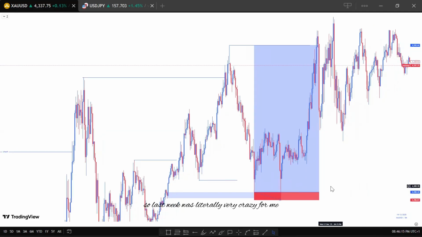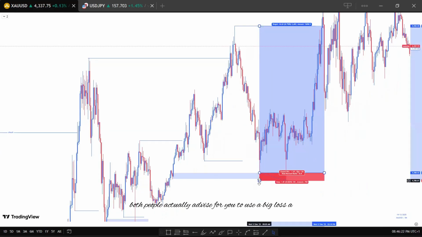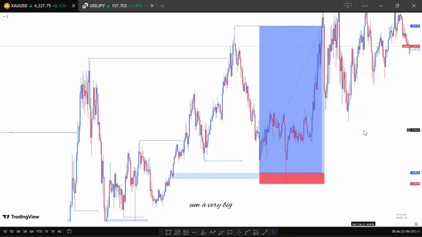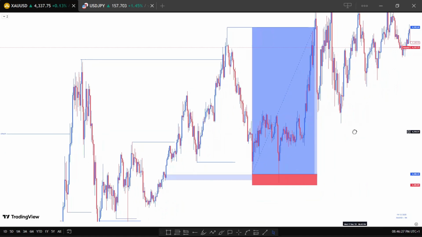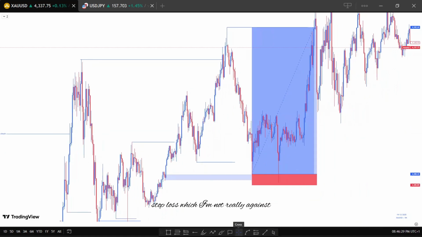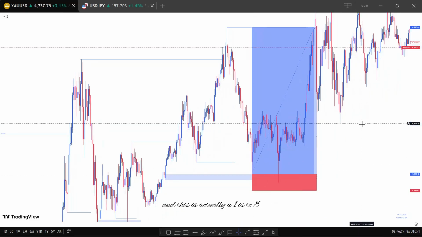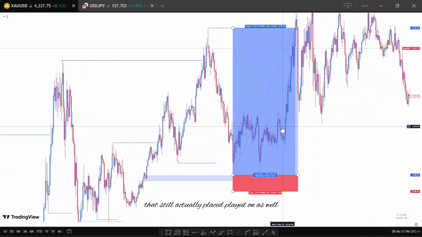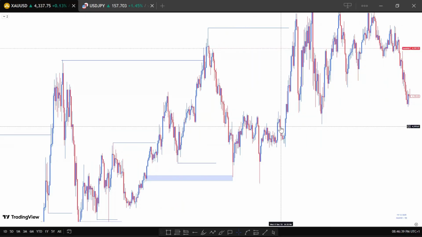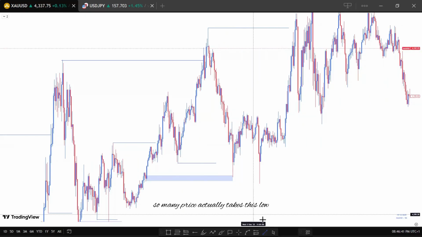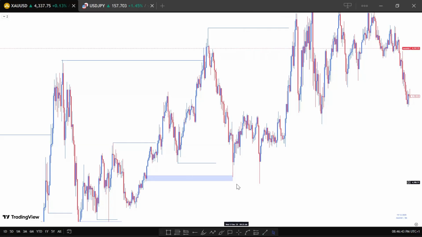So last week was literally very crazy for me. I got stopped out on break even. Most people advise you to use a very big stop loss, which I'm not really against. So your stop loss could be somewhere here, and this is a 1:8 that still played out well. So mainly price takes this low. The concept is very simple. Don't complicate things for yourself here. Daily price takes this low.